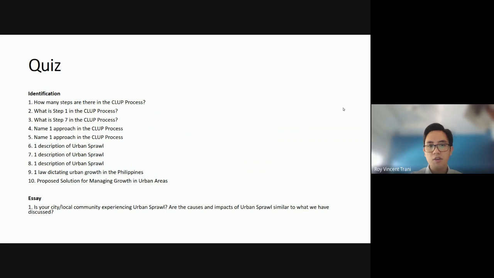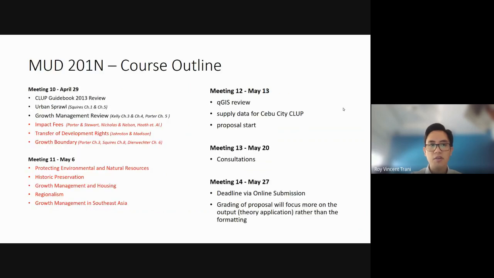So today we'll be discussing even more ways to manage urban growth with the use of impact fees, transfer of development rights, and growth boundary. I tried to get through the other readings, protecting environmental natural resources, historic preservation, and so on, but it's a bit dense. It was more dense than I thought. So let's get started on impact fees.